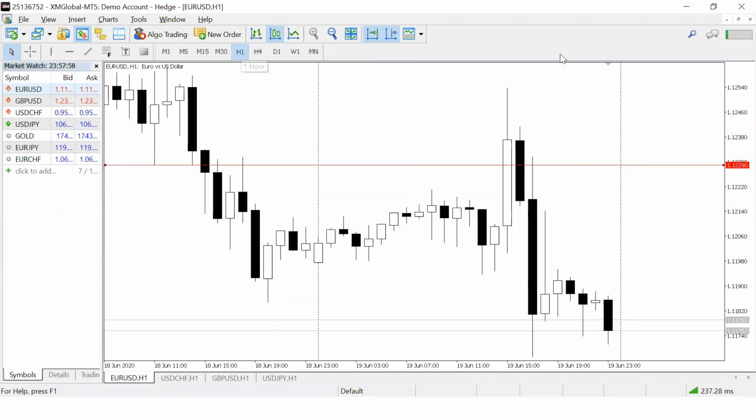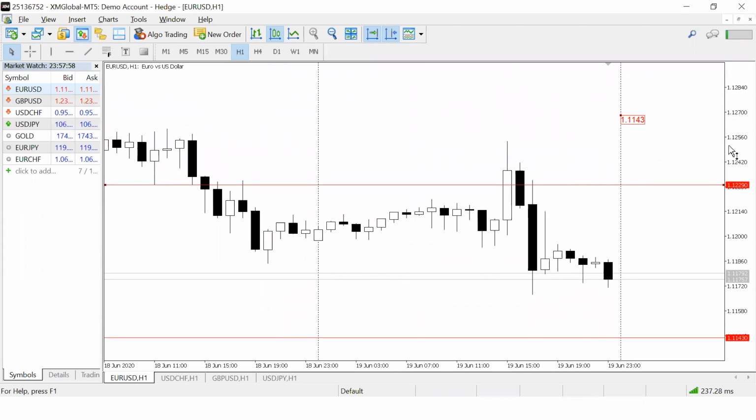If we go down to the H1 chart, for Monday, those will be your levels. This is your resistance right here, our R1 at the top. And this is our S1 at the bottom.